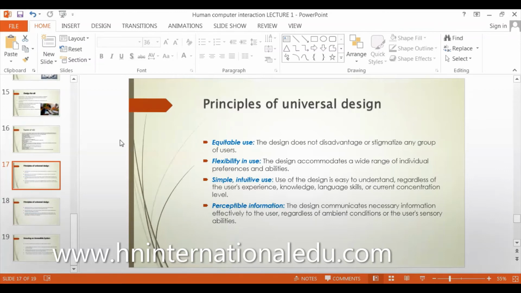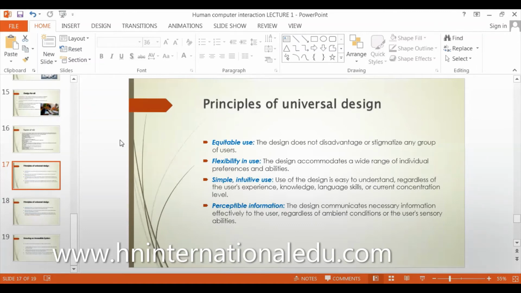Use of the design is easy to understand regardless of the user's experience, knowledge, language skills, or current concentration level. The design must be easy to understand. For example, when the mobile phone was invented, it was kept in mind that older people are going to use it as well, and young people and kids. So you must take care of all the mental levels of people, and language skills.